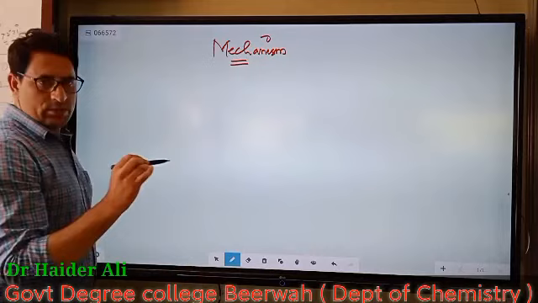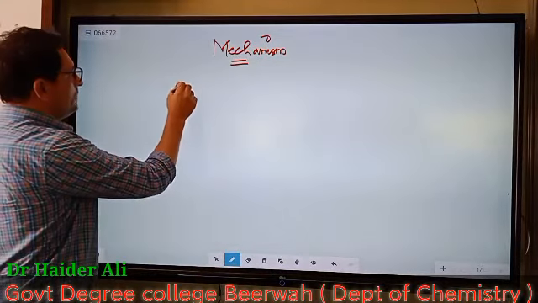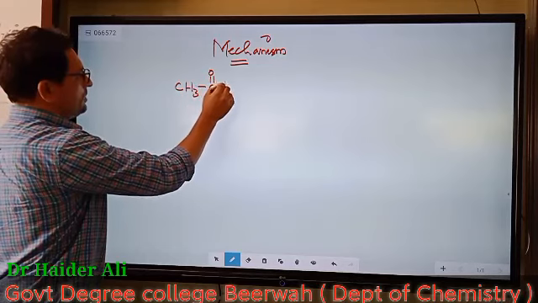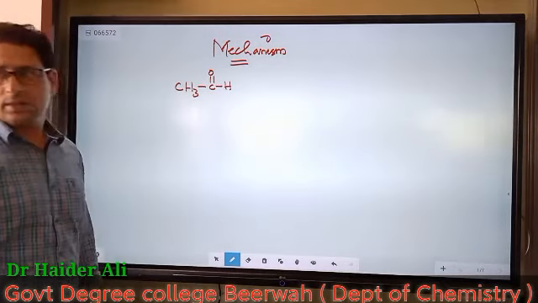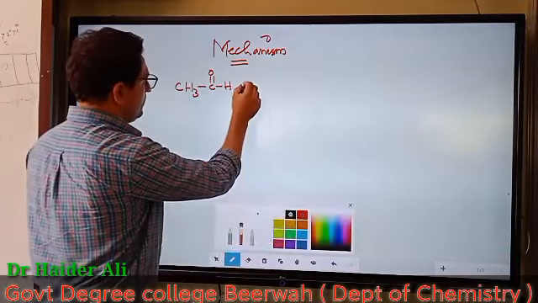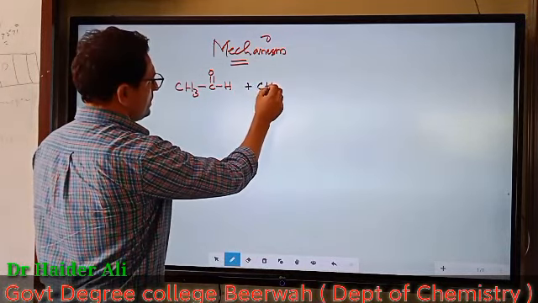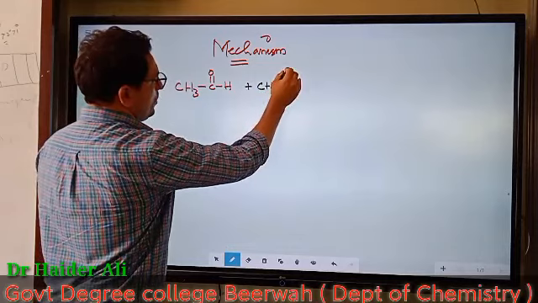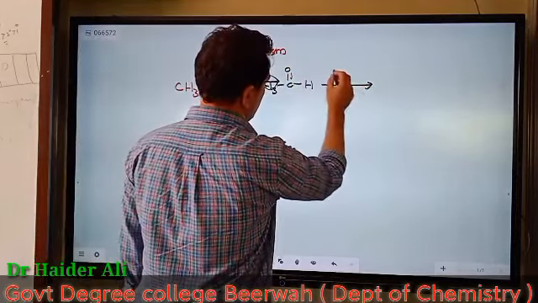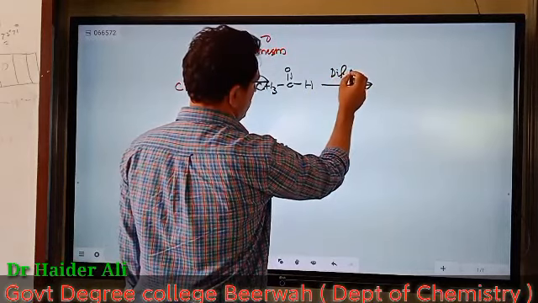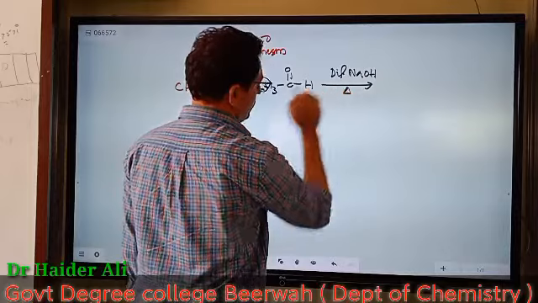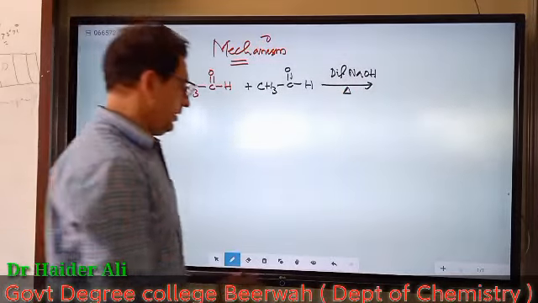Let me write the general reaction first. I will take a simple molecule, CH3CHO, this is acetaldehyde, ethanal. I will take another molecule of it, plus CH3CHO. I told you we are using a very dilute base. Suppose we are using dilute sodium hydroxide, and we have to heat the mixture. What will be the product?